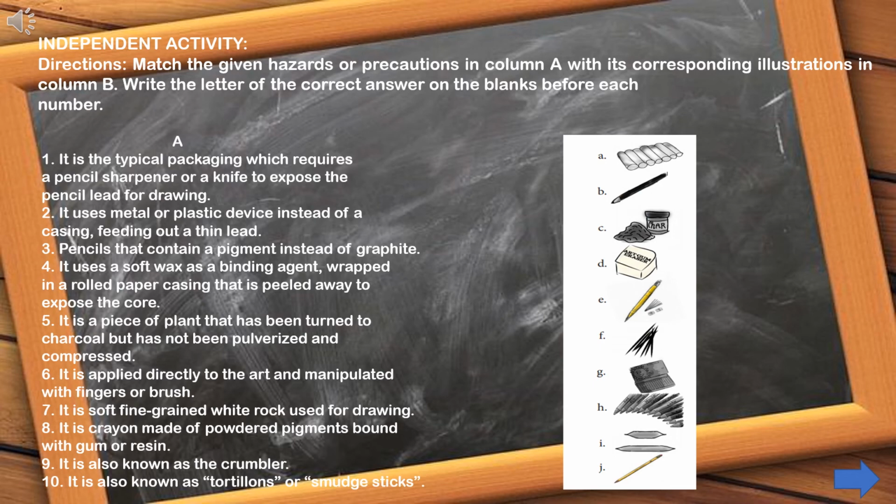To test your knowledge about our lesson, answer the following activities. First, let us proceed to the independent activity. Directions: match the given hazards or precautions in column A with its corresponding illustrations in column B. Write the letter of the correct answer on the blanks before each number. You can pause for a while answering this part.